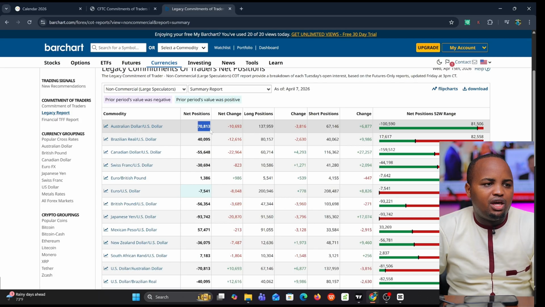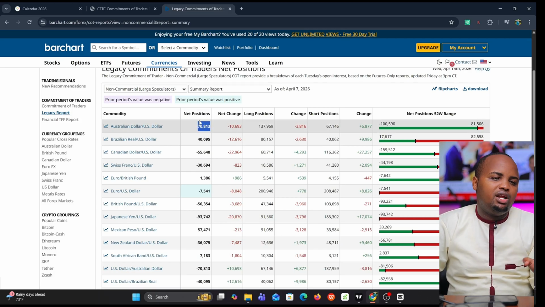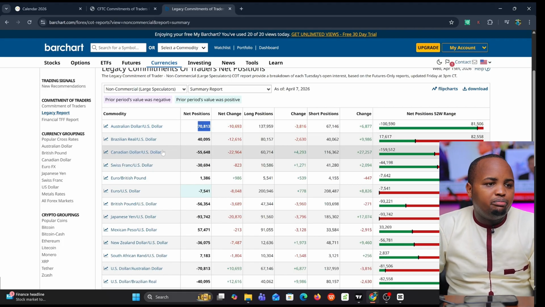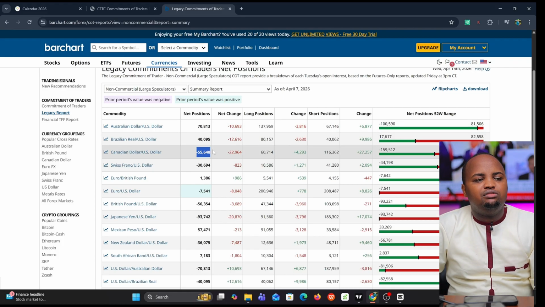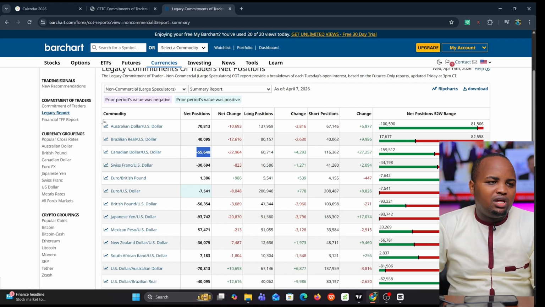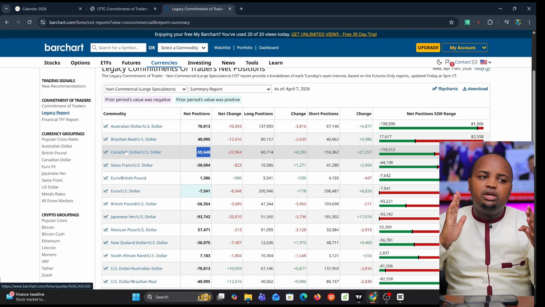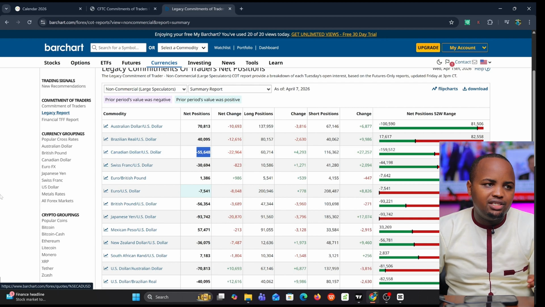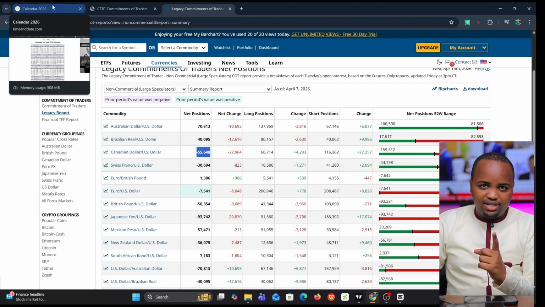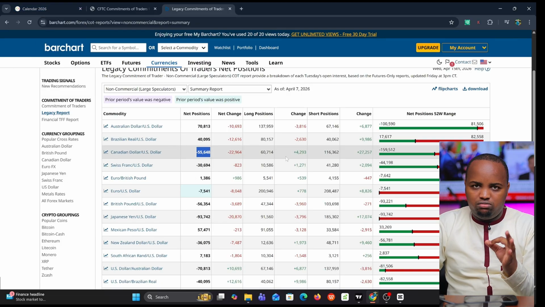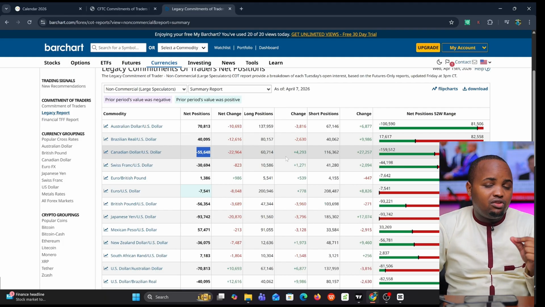For example, let's start with the Australian dollar. These are very big orders, 70,000 for buys. That's actually a very big order compared to the Canadian dollar here, negative 155 for sell. So that means buying Aussie, selling Canadian dollar. What does that tell you? A very big bullish market that we are going to be getting. Now, remember this data is of the 7th of April 2026, but it is released on Friday the 10th.